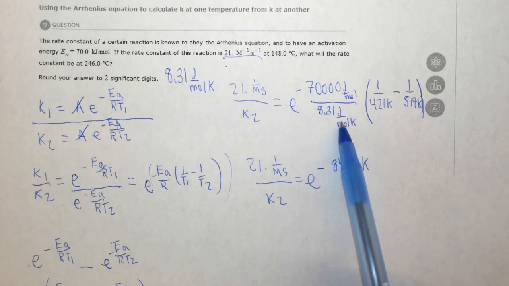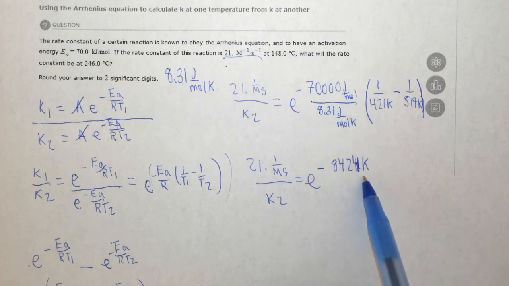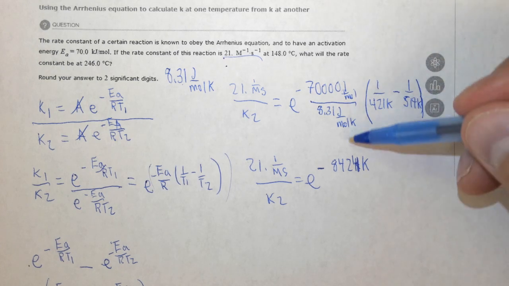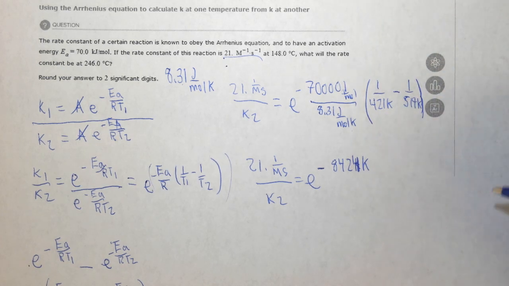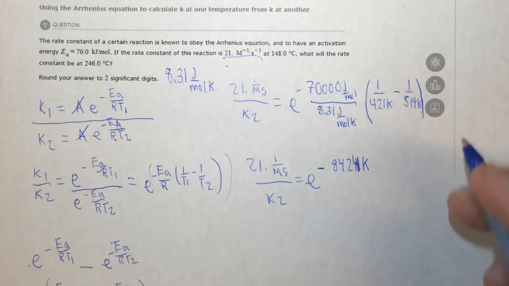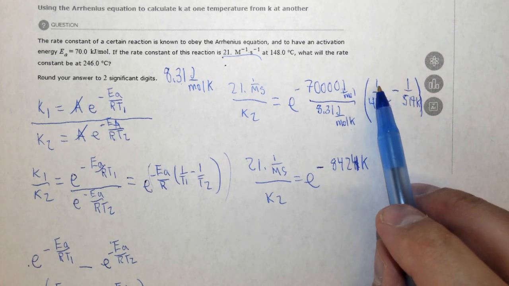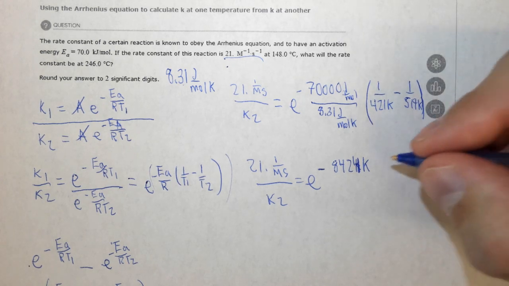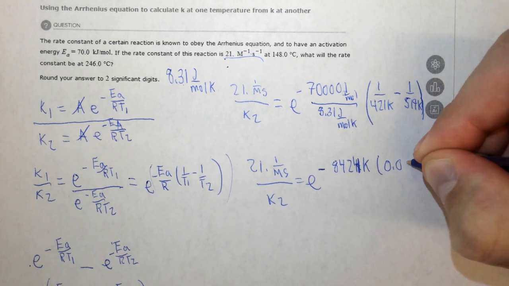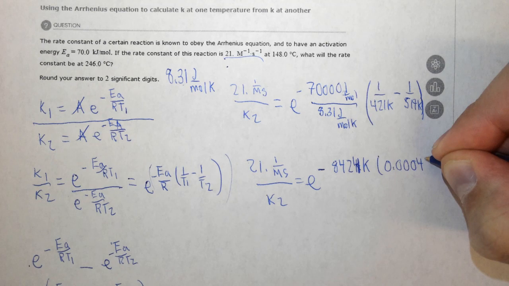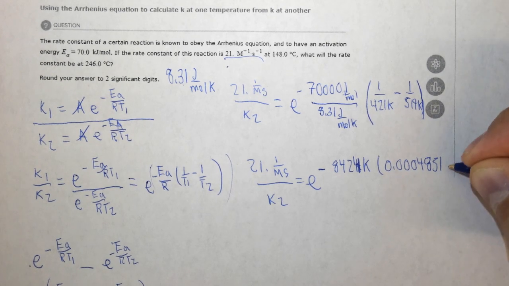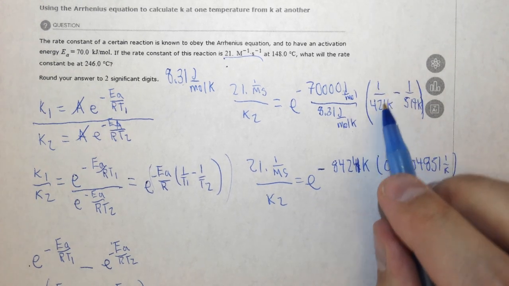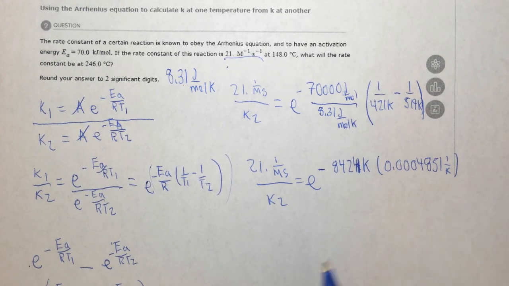This is joules per mole. This is joules per mole K. So basically, when you do that, you get K as the unit. The joules per mole cancel out, and the K comes up to the top because it's on the bottom, if that makes any sense. Then I want to simplify this expression, 1 over 421 minus 1 over 519, and I get 0.0004851, and the unit is 1 over K because it's per K in both cases.